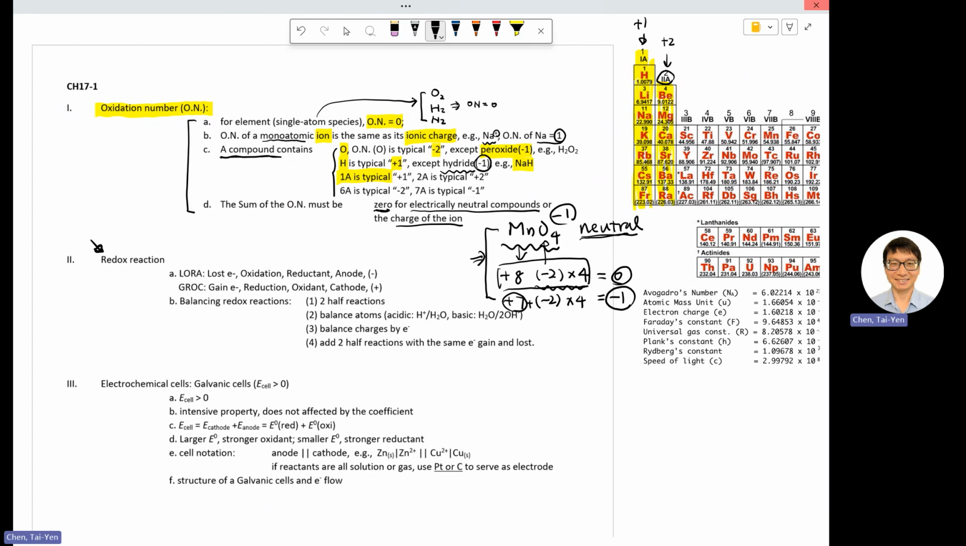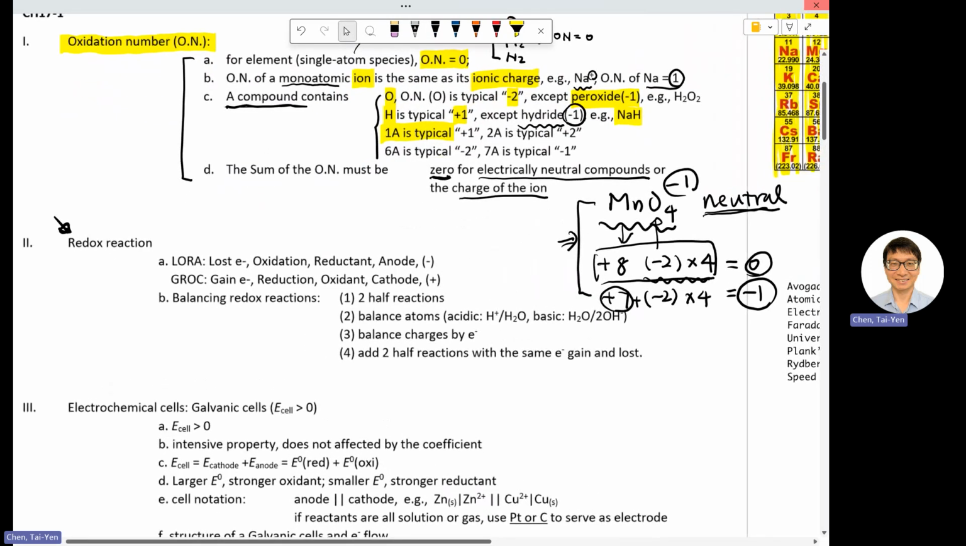To figure out which ones undergo oxidation and which ones undergo reduction, from the YouTube videos that you should have watched, you should know that we are going to use two terms. One is called LEO, the other one called GER, to specify all these changes. LEO is short for lose electron, oxidation.